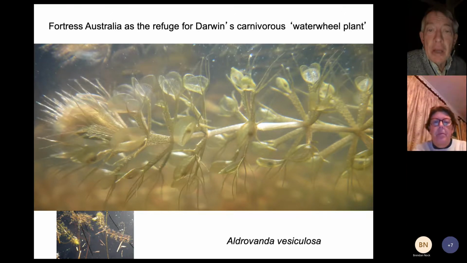The last plant died out in Japan and China in the last 15 years. And we were lucky enough to be alerted to the last stand of this species growing down now near Cape Le Grand National Park.